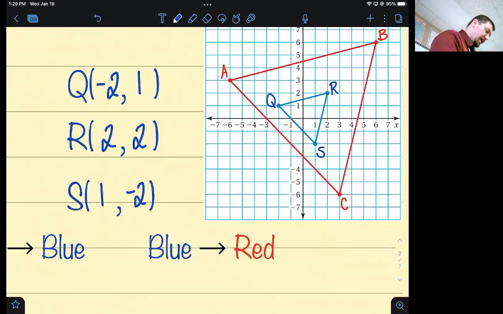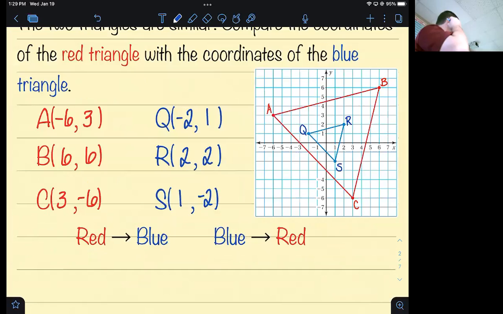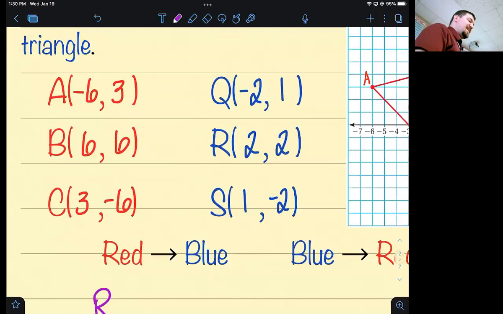Garrett, what do you got? 1, -2. Okay. So I want you to compare the coordinates of the red triangle to the blue triangle. We'll assume that to keep our red to blue consistency, the red triangle was the original one right now, and the blue triangle was the image. Was the triangle enlarged or reduced? Sky? It was reduced. Okay, I'm going to put an R for reduce. And if you look at the coordinates, Sky, what did they reduce it by? To go from A to Q or from B to R, what did they reduce the coordinates by?